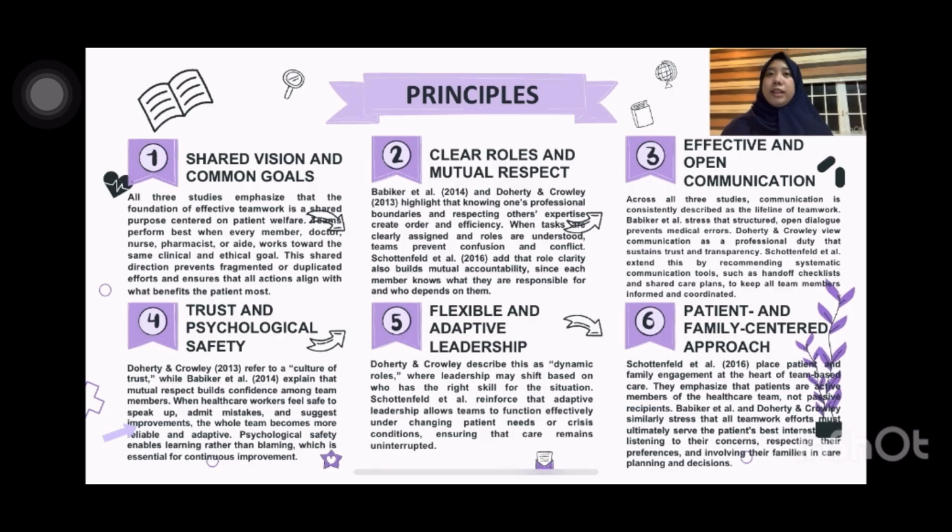Vagente and Dino in 2010 found that clear task delegation among Filipino nurses prevents medication and documentation errors. Assigning specific duties, for example, one nurse handling vital signs while another manages records, keeps workflow smooth despite limited manpower.